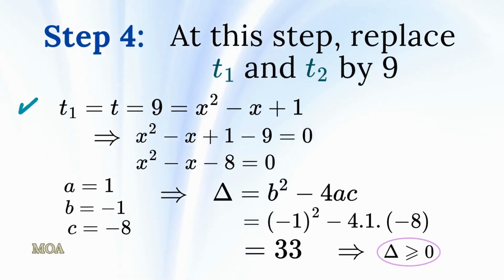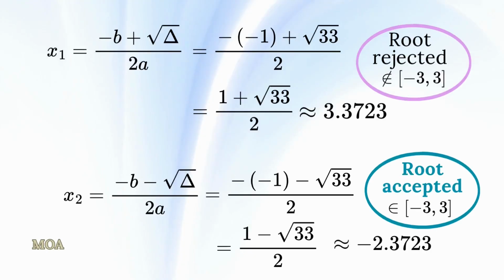At this step, let us replace t1 and t2 by 9. This technique gives us two equations in the variable x. The first equation is t1 equals t equals 9, which gives x squared minus x plus 1 equals 9. Rearranging, we obtain x squared minus x minus 8 equals 0. The discriminant delta is 1 squared plus 4 times 1 times 8, which equals 33. This gives the roots x1 equals the quantity 1 plus the square root of 33, divided by 2, and x2 equals the quantity 1 minus the square root of 33, divided by 2.